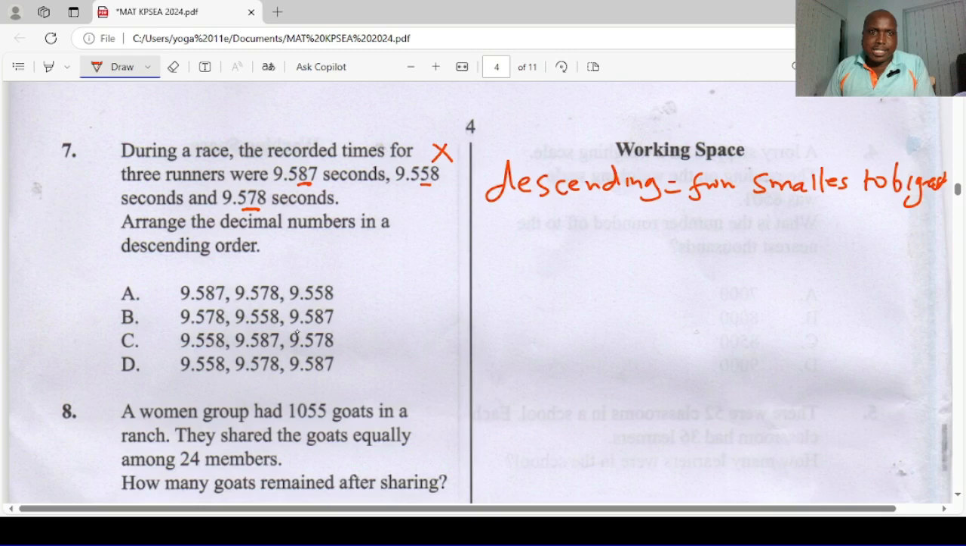So the smallest is 9.55, followed by 9.57, 9.5 and then finally 9.587. So the answer is D. The answer is D, number 7.